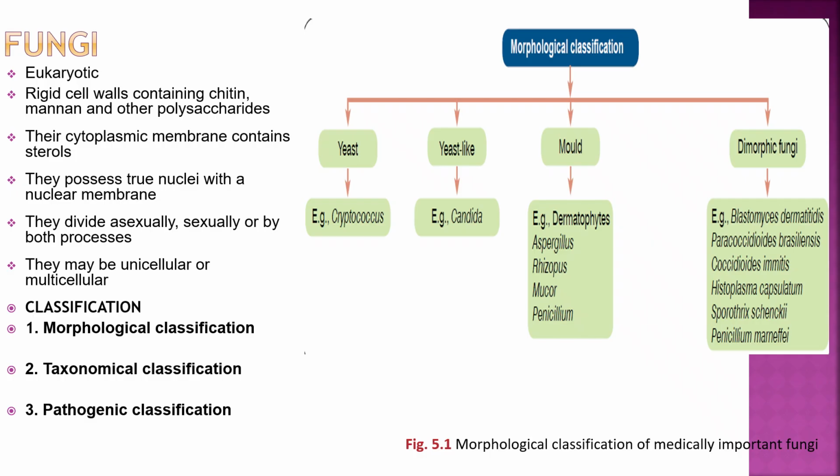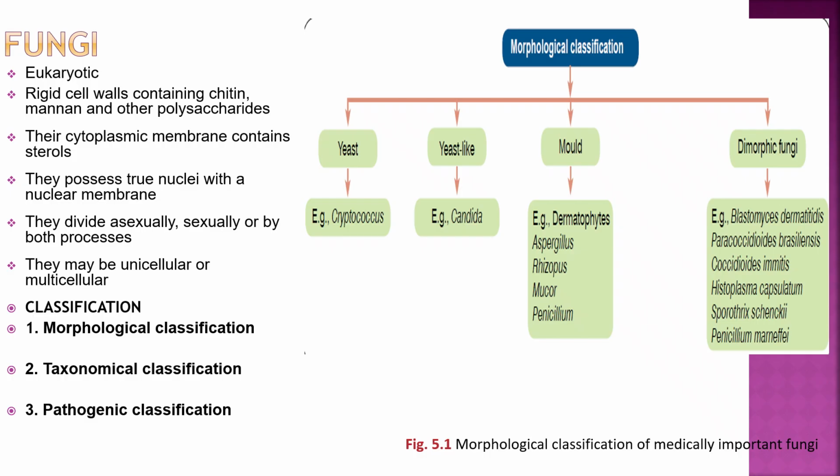Fungi are eukaryotic. They have rigid cell walls containing chitin, mannan, and other polysaccharides. Their cytoplasmic membrane contains sterols. They possess two nuclei with a nuclear membrane. They divide asexually, sexually, or by both, and may be unicellular or multicellular. The classifications are of three types: morphological, taxonomical, and pathogenic.